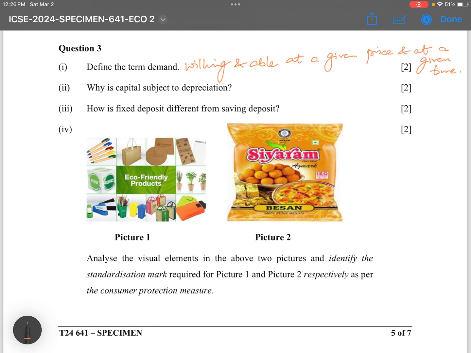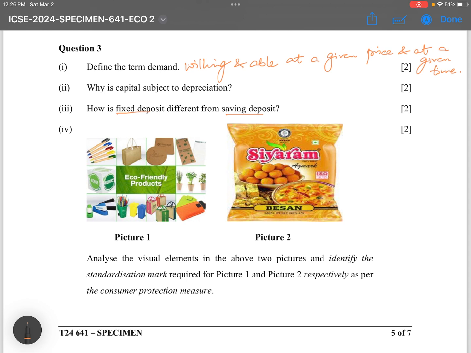Okay, next question is, how is fixed deposit different from saving deposit? You will come across 4 types of deposit in your chapter on commercial banks. Pay attention to those 4, they are quite important. So how is fixed deposit different from saving deposit? The main difference is that fixed deposits carry a high rate of interest, saving deposits carry a low rate of interest.